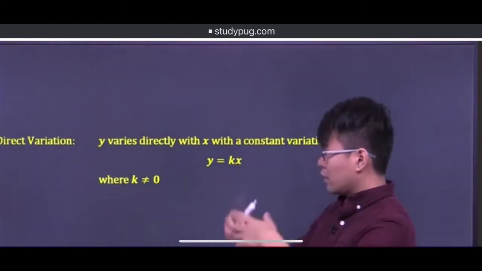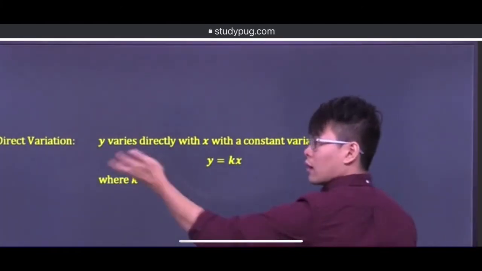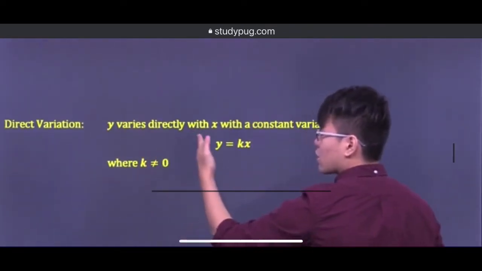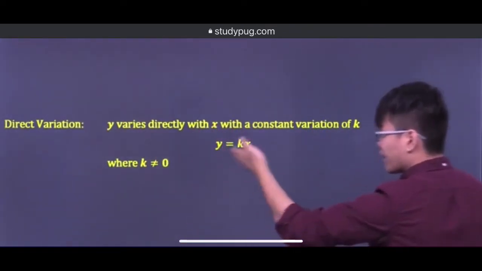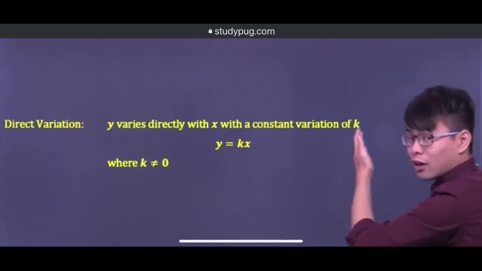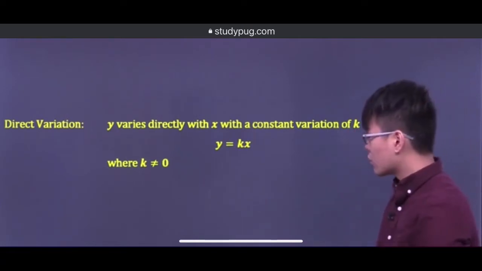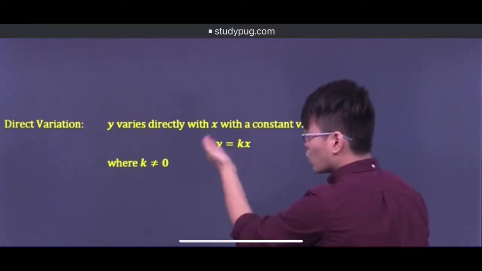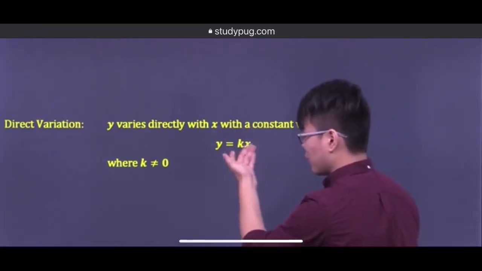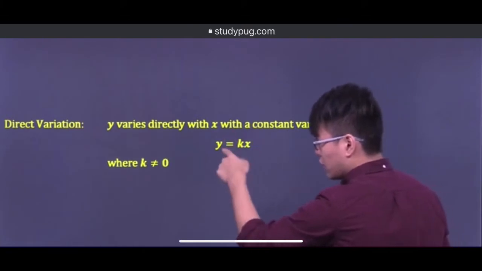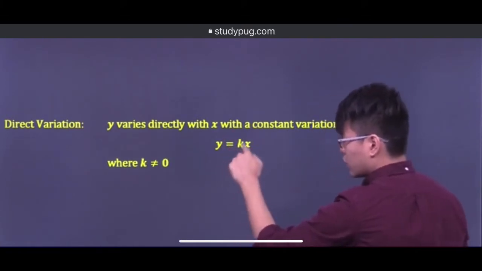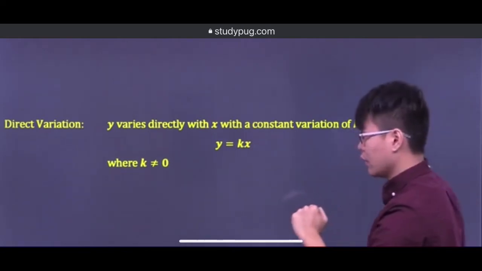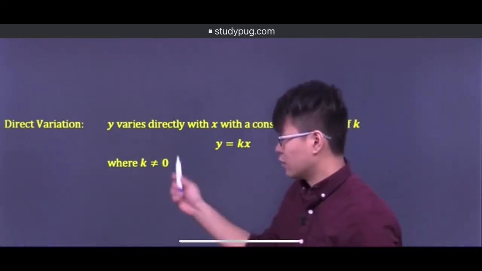A direct variation is when a variable, let's call it y, varies directly with x, another variable, with a constant of variation k, a constant. So translating this into math terms, we can generate an equation like this. We have a variable y equals k, the constant, times another variable x, where k cannot be 0.